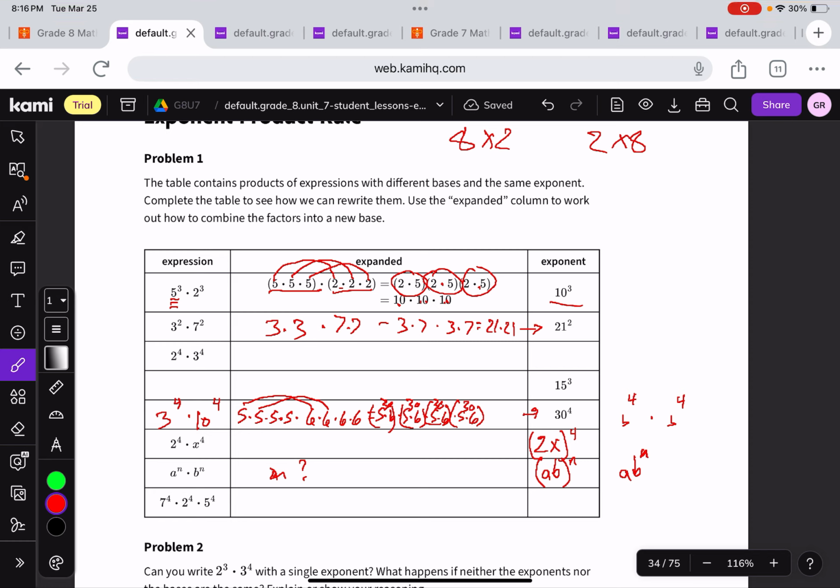And this last one, what do you think? 7 times 7 times 7 times 7, 7 to the fourth, times 2 to the fourth, times 5 to the fourth. Well, you can write it all out, but that's going to be 70 to the fourth power. Kind of blended it in there.